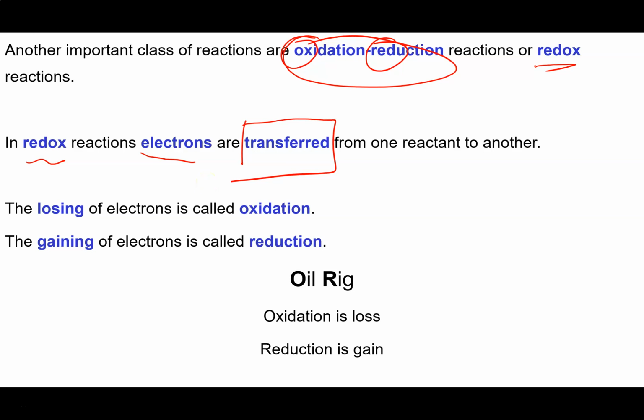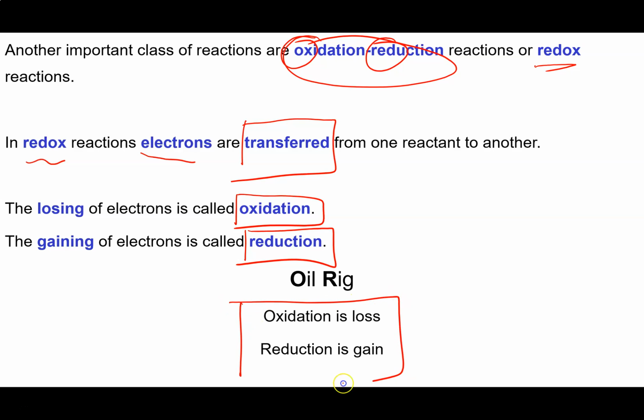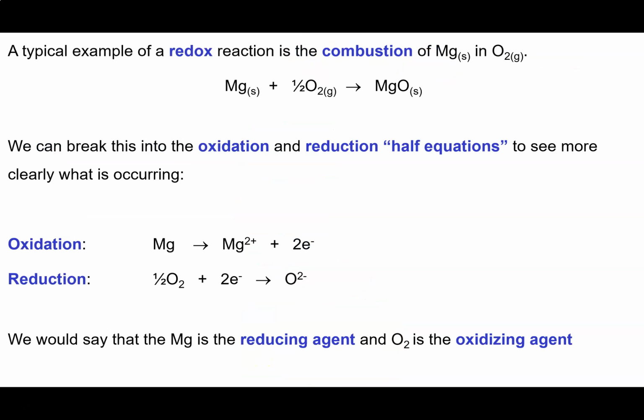So one reactant will lose electrons, that is referred to as oxidation, and the other reactant will gain electrons, and that's referred to as reduction. So there are two processes occurring simultaneously, oxidation and reduction, and that's why these are called oxidation-reduction reactions, right? Now you can remember what each term refers to using this little memory aid, and that is OIL RIG, which stands for oxidation is loss of electrons and reduction is gain. So you put that together and you get OIL RIG.